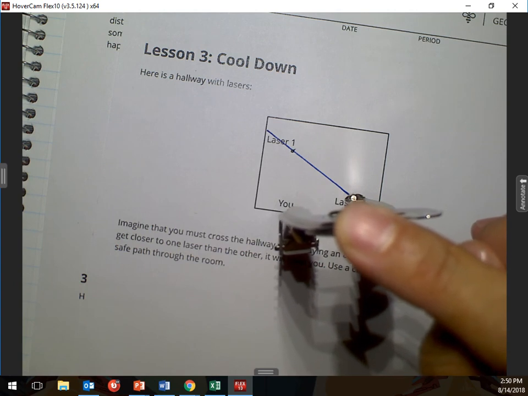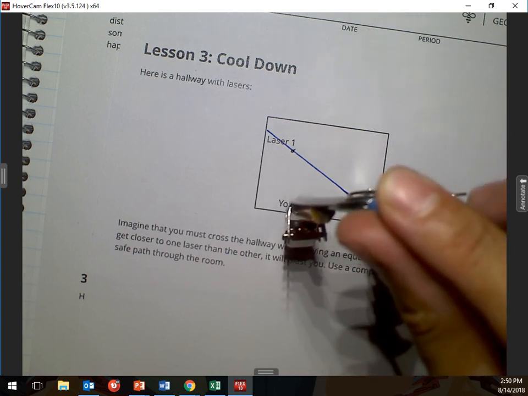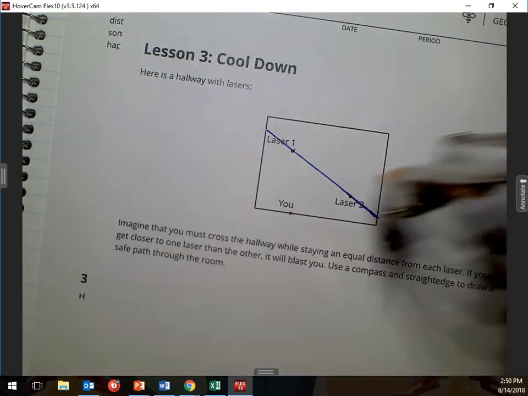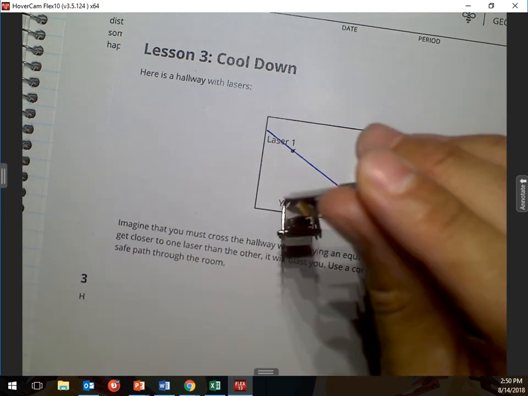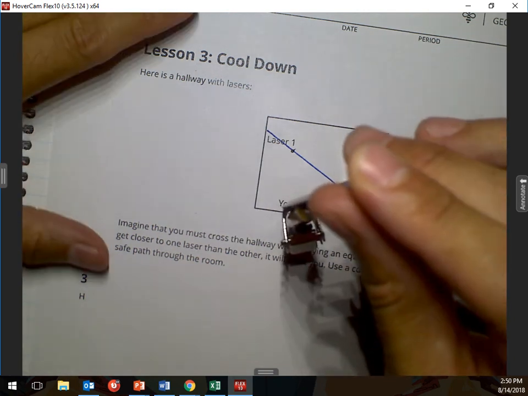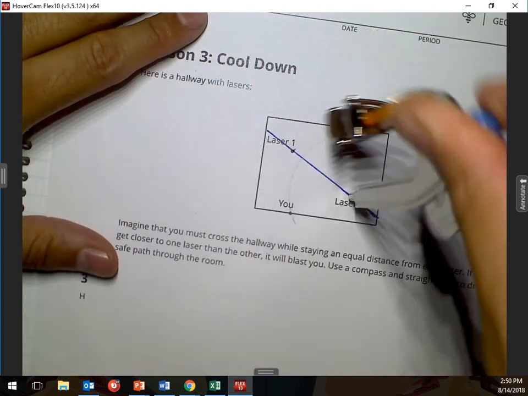Yes. All right, are they equidistant? Are they both the same? Yes. Okay, so now we're going to do this. Since we measured it from laser one to you, I'm going to draw a circle in the room there, through you.